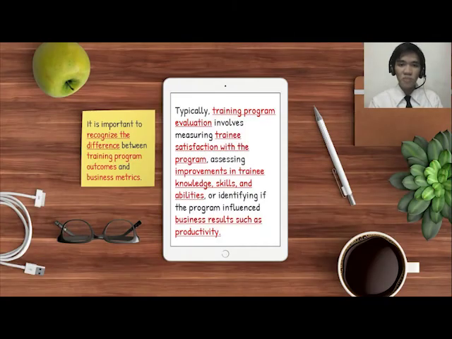Typically, training program evaluations involve measuring trainee satisfaction with the program, assessing improvements in trainee knowledge, skills, and abilities, or identifying if the program influenced business results such as productivity. Note, it is important to recognize the difference between training program outcomes and business metrics. Training program outcomes are merely the results of the training program, while business metrics are the results that directly contribute to the business strategy and goals.